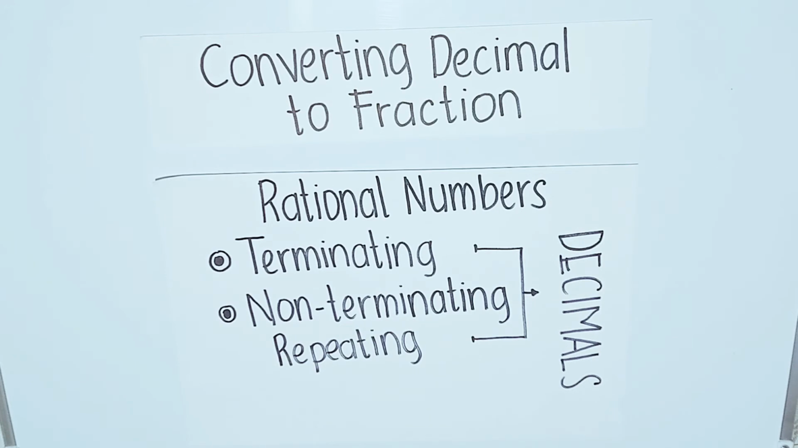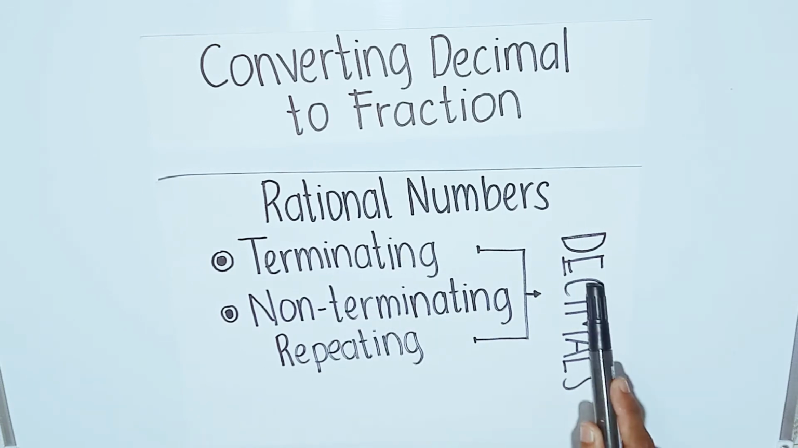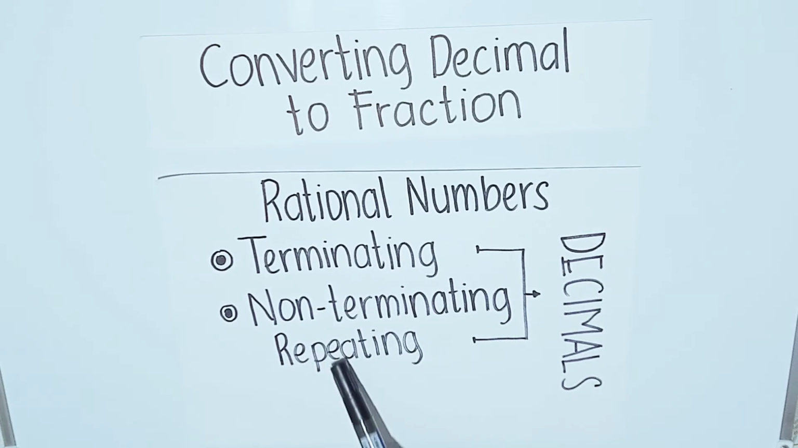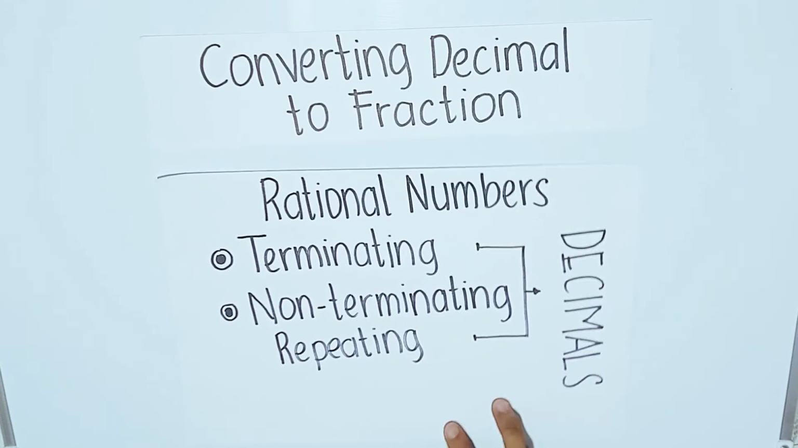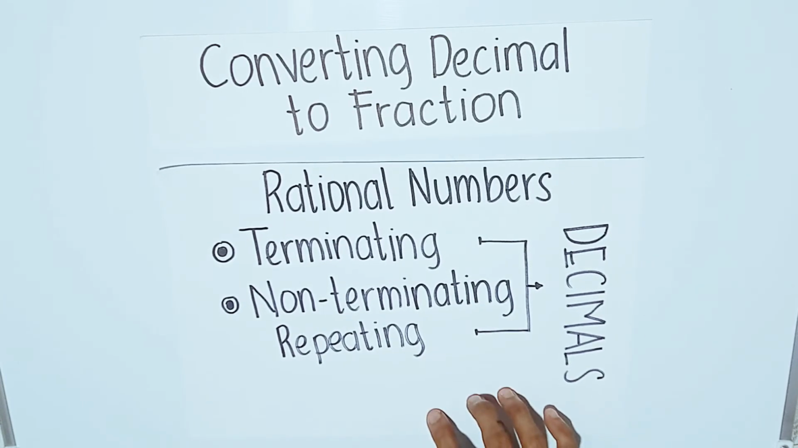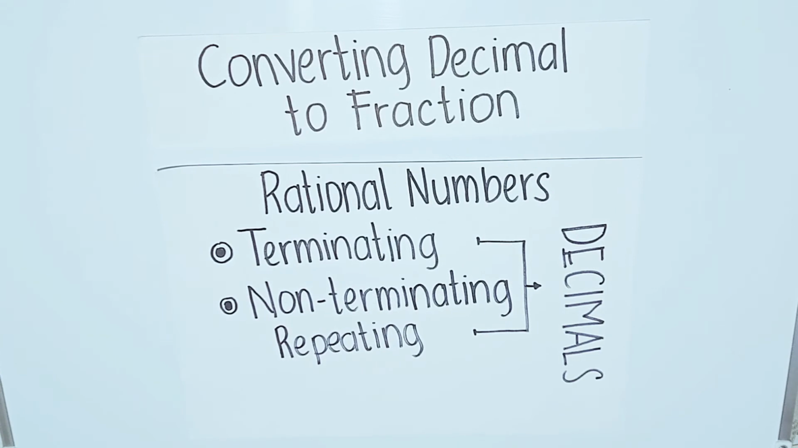So, anong klaseng decimal o anong klaseng fraction ba yun? Meron tayong rational numbers na pag-uusapan ngayon. At meron tayong dalawang klase na decimals dito. We're going to convert the terminating decimals, and also the non-terminating repeating decimals. So, lahat sila, or yan dalawang yan, is under the rational numbers. Yung decimal na gagawin natin into fraction.